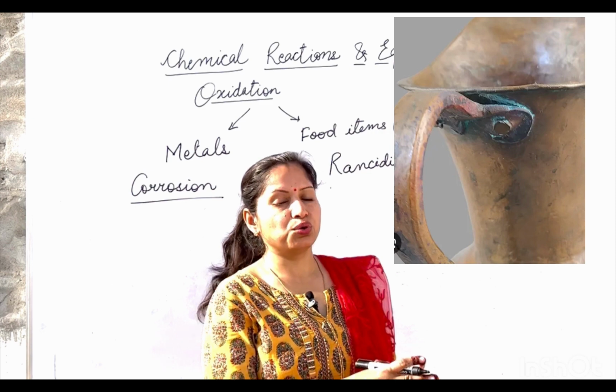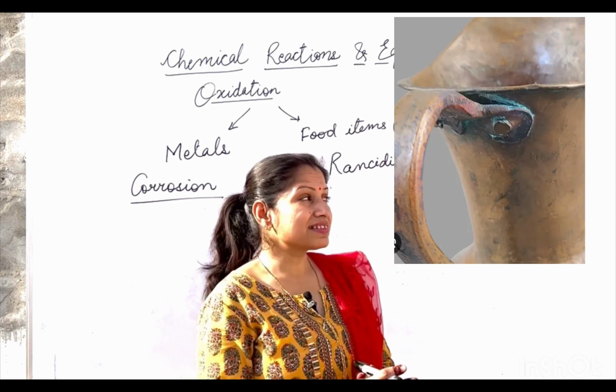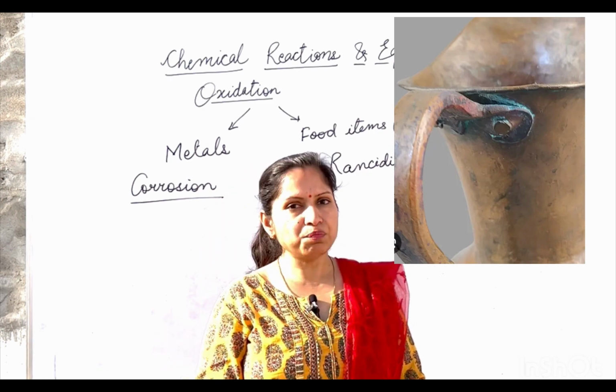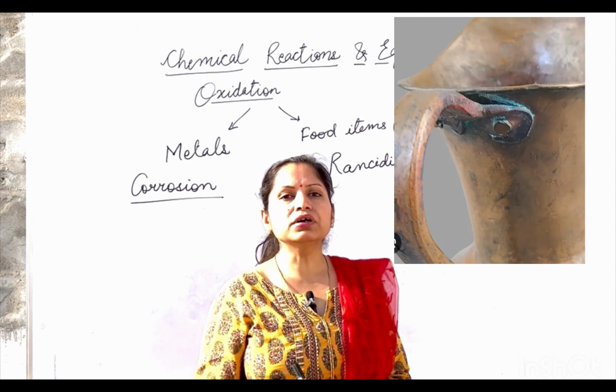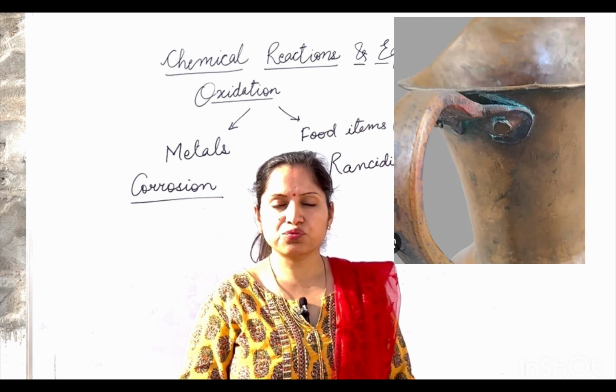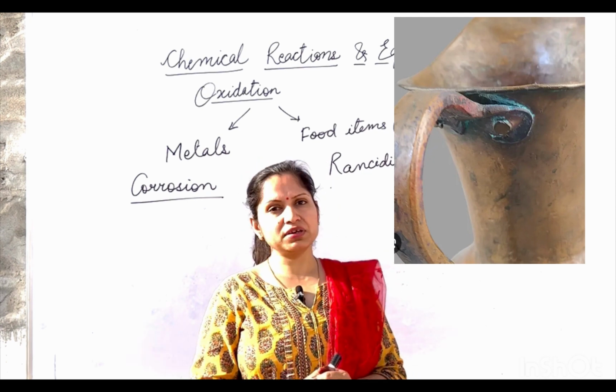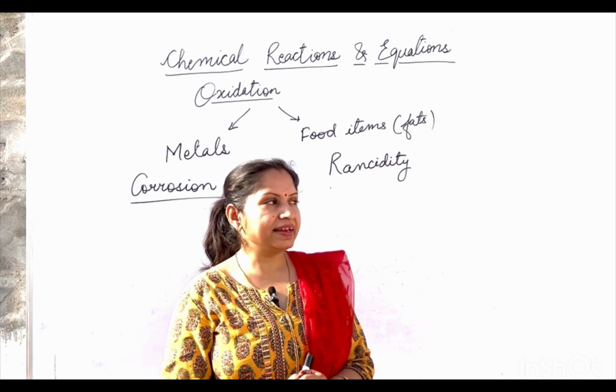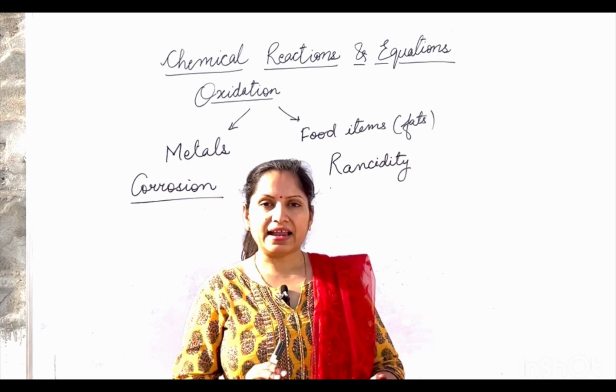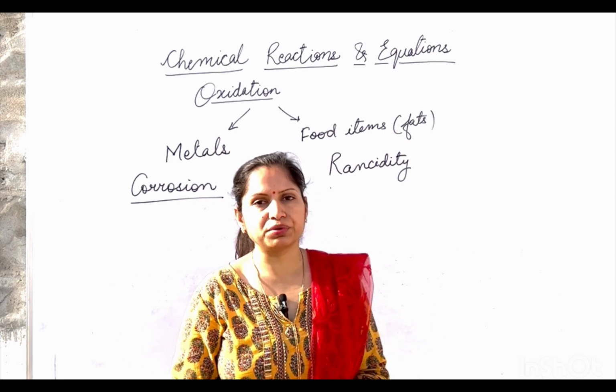And this is known as corrosion. So, this green layer formed over copper utensils is copper carbonate, and it's formed by the reaction of carbon dioxide with copper, leading to this green layer, and that is known as corrosion of copper.